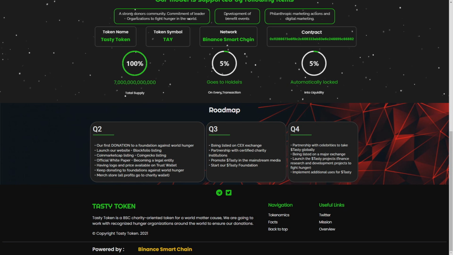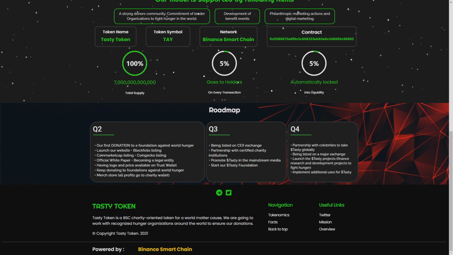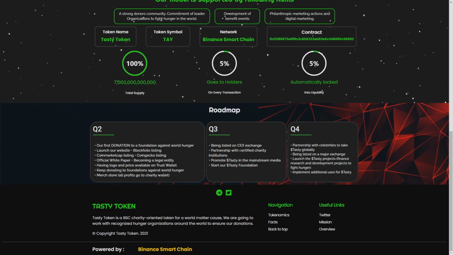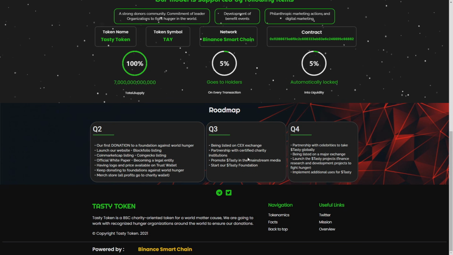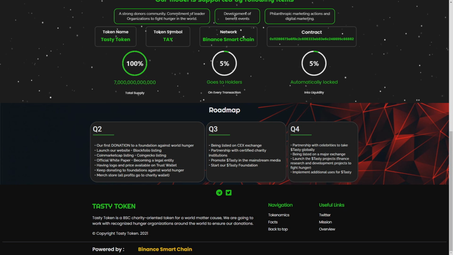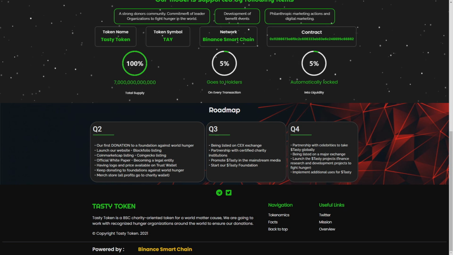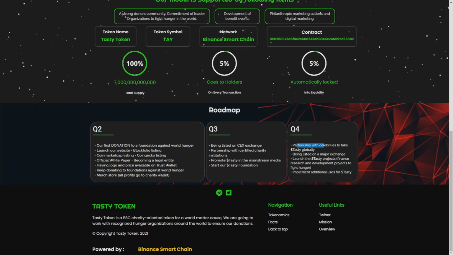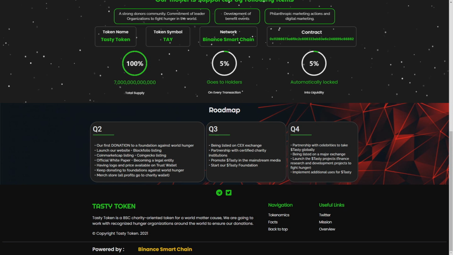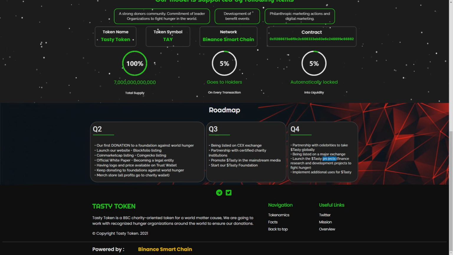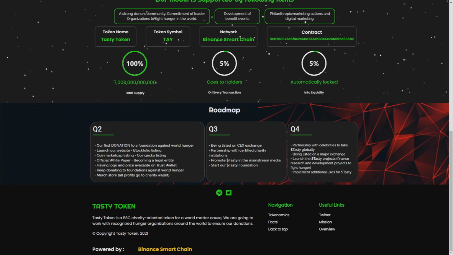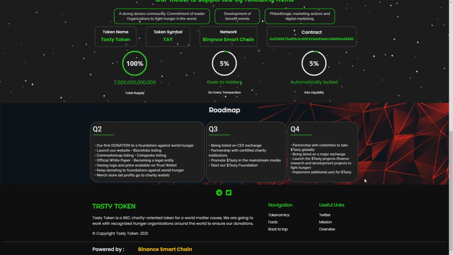And Q3 of 2021, being listed on a CEX exchange, partnership with certified charity institutions, promote Tasty in the mainstream media. Okay, I haven't seen this before on any project, but in mainstream media they mean like TV, I think they mean like radio. So really, really good idea. Start our Tasty Foundation, so it's also good, and partnership with celebrities to take Tasty globally. Being listed on a major exchange, it will definitely bump the price also, and launch the Tasty projects, a finance, research and development projects to fight hunger. And also the last point, implement additional uses for Tasty.